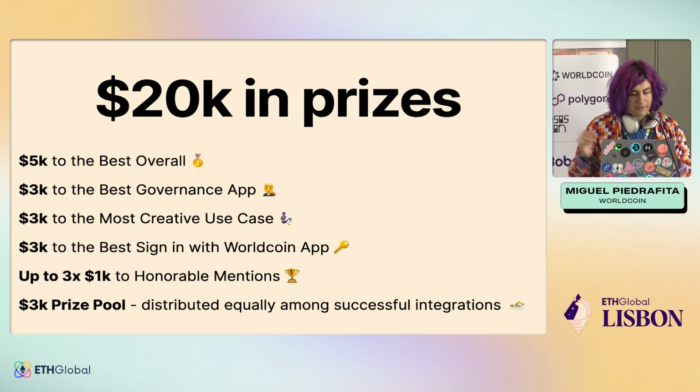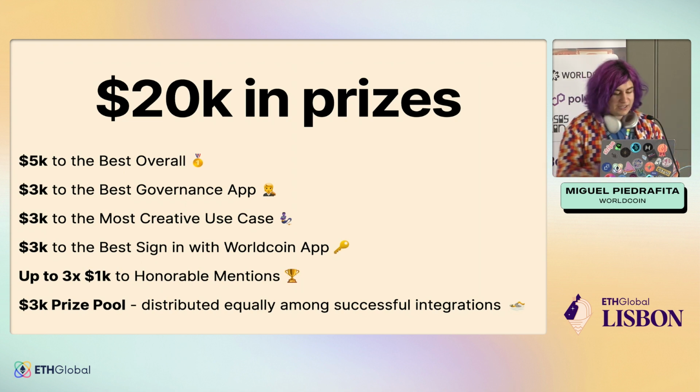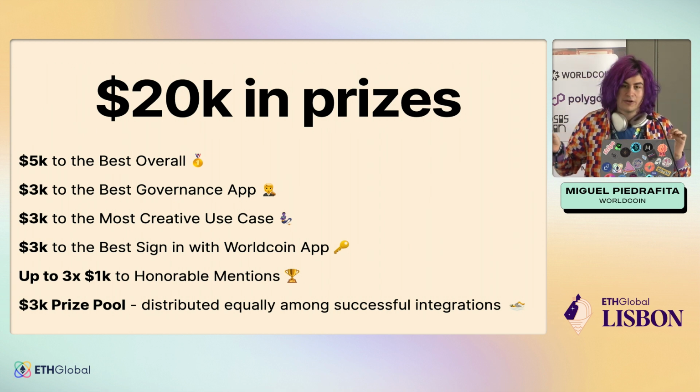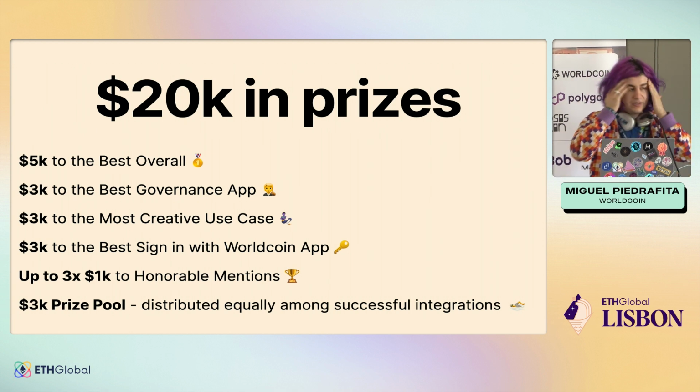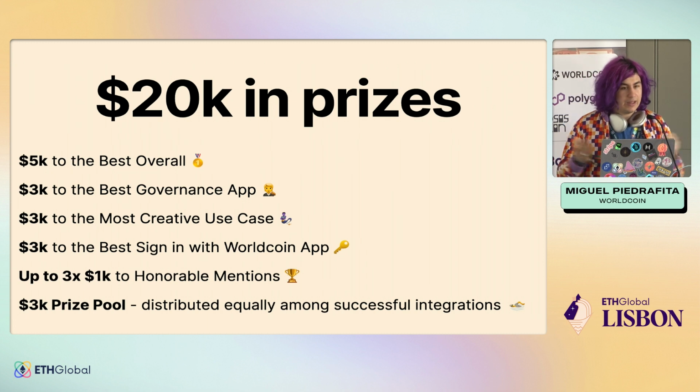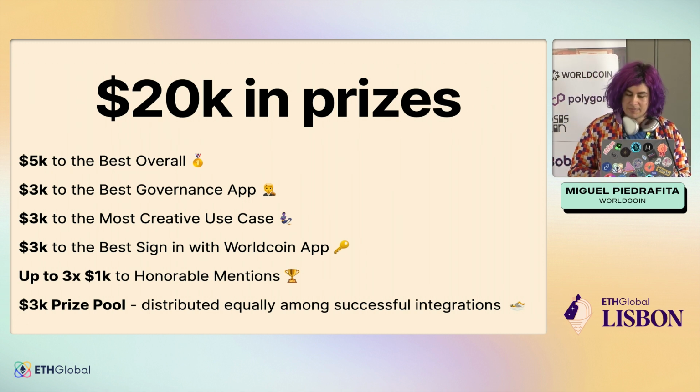And we also have 20K in prizes for a bunch of categories. These will all be in the ETHGlobal page and on the intro keynote in a few hours, so I'm not going to go over them right now, but basically, you can play around with it and probably make something cool.